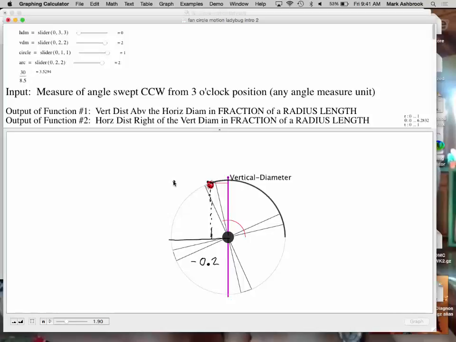Let's see. Marshall, what would you say? 0.9. Or 0.9, even 0.95, right? It's very close to the top. You can say 0.9, 0.95 is the fraction of the radius length up, and negative 0.2 is the fraction of the radius length to the right. So it's left because it's negative.